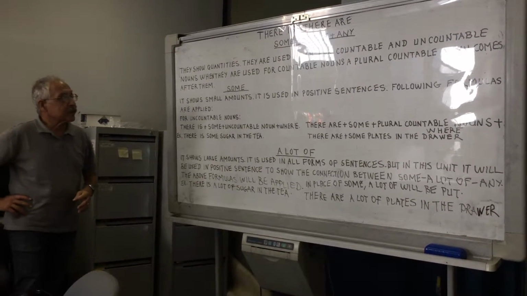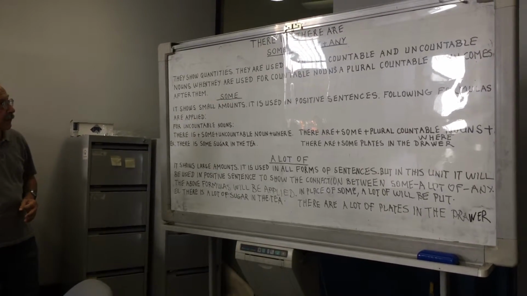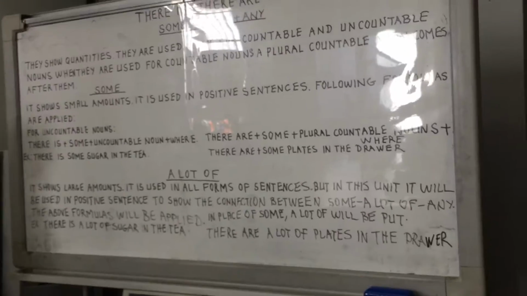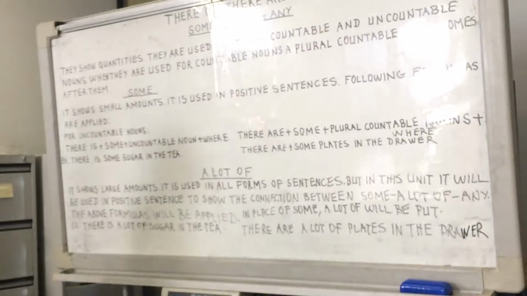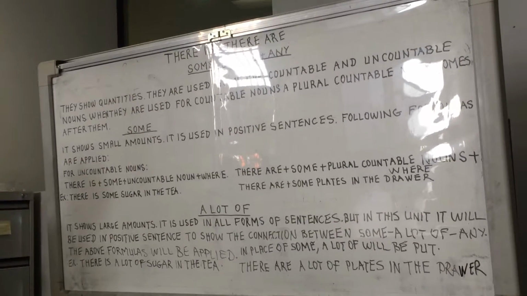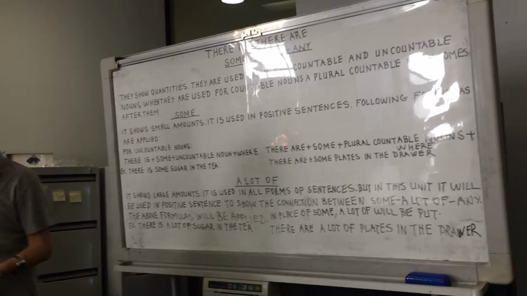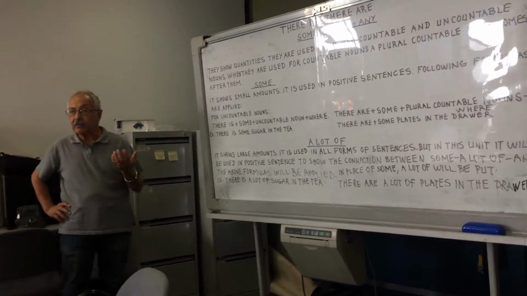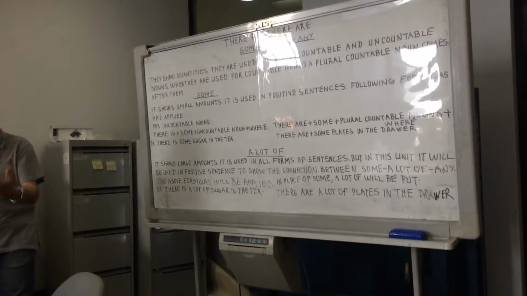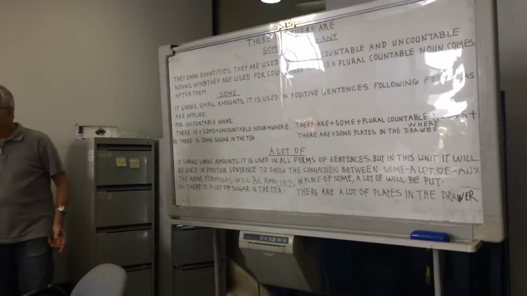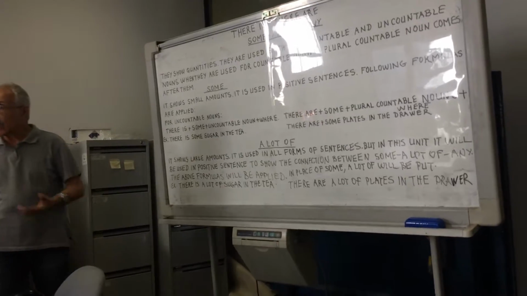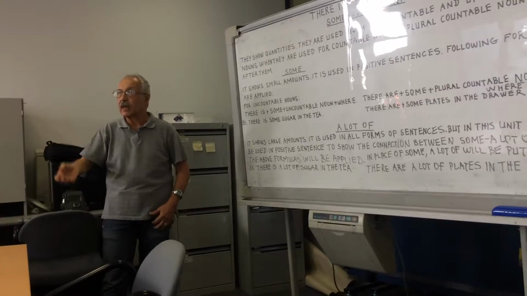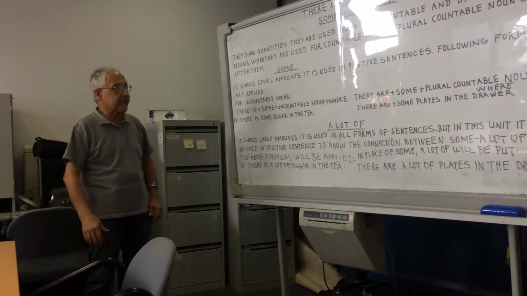We came to some, a lot of, and any. Those three words are used to show quantities. They are used for both countable and uncountable nouns. What are the countable nouns? Countable nouns are the nouns we can count. Board, window, television, we can count. We can say 1 television, 2, 3 televisions, 2 tables, 3 tables.